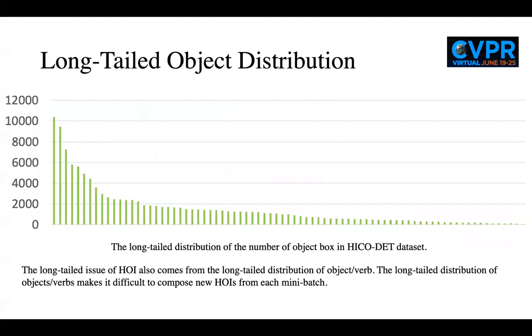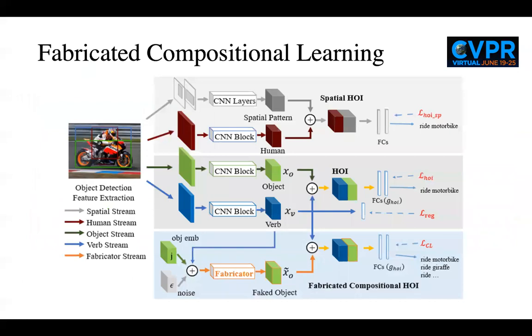The long-tailed issue of HOI also comes from the long-tailed distribution of objects or verbs. The long-tailed distribution of objects or verbs makes it difficult to compose new balanced HOIs from each mini-batch. Therefore, we design an object fabricator to generate balanced object features for composing novel HOI samples.